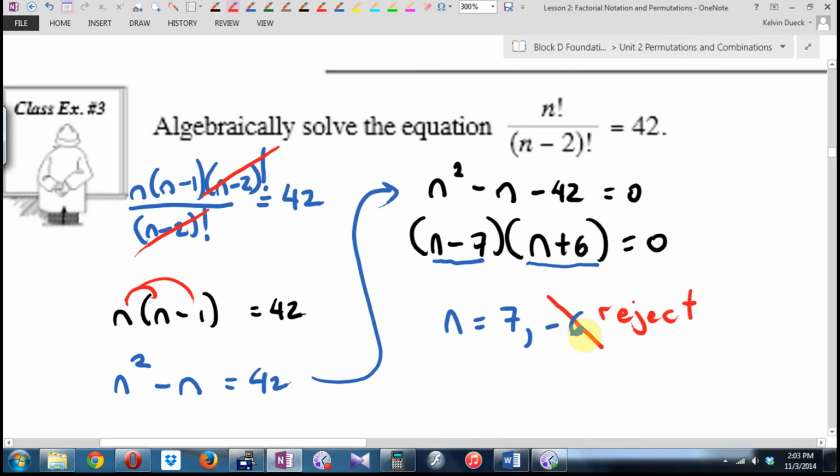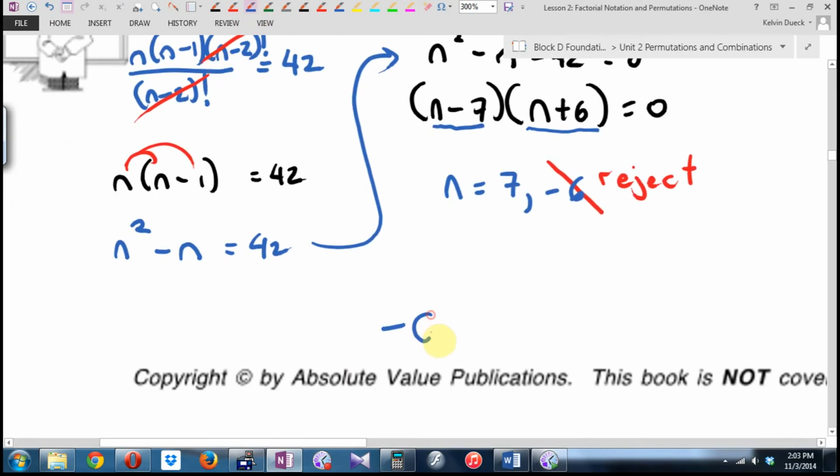By the way, the reason is, look up, don't write this down. -6 factorial is undefined because that would be -6 times -7 times -8 times -9 times 1 less. Am I ever going to stop? No. We won't get to 3, 2, 1. So negative factorial numbers are not defined. Turn the page.